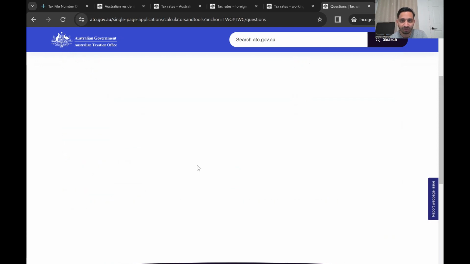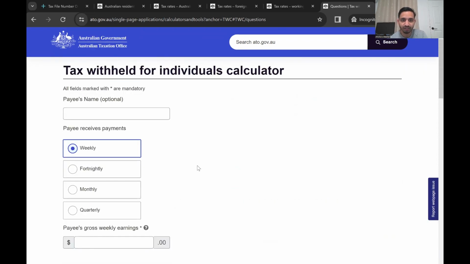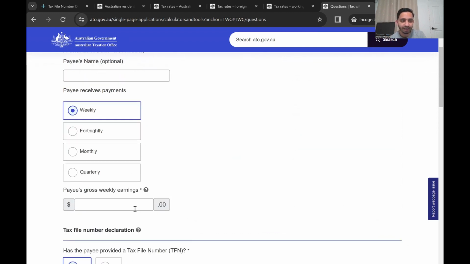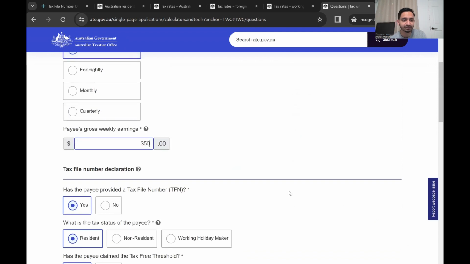One more example I wanted to give to you. An example that we started with, an example of my student who was working part-time, only earning $350 a week, which comes to $18,200 a year. Exactly the same tax-free threshold amount per year. He was making $350, right? And let's say he was a resident because he was studying here for more than 6 months.